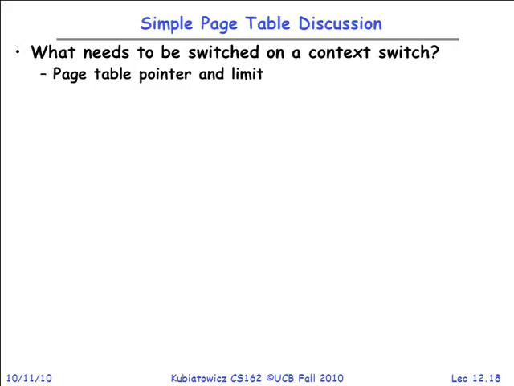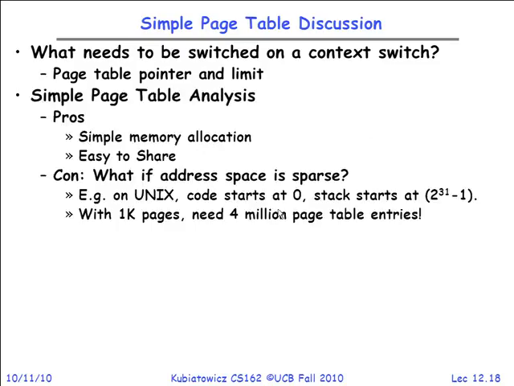So what about this simple page table technique? Pros of this are it's very simple. It's easy to share. Cons are this sparse address space issue, which was brought up a couple of times. For instance, if you have a 32-bit address space, you might want to have code down near 0 and the stack near the top, and suddenly you've got 1 to 4 million page table entries that you need. Assuming 1K pages, you'd have 4 million page table entries. That's a lot. So that's bad.